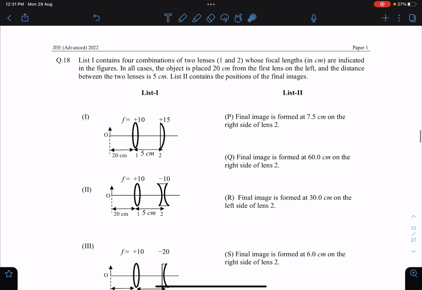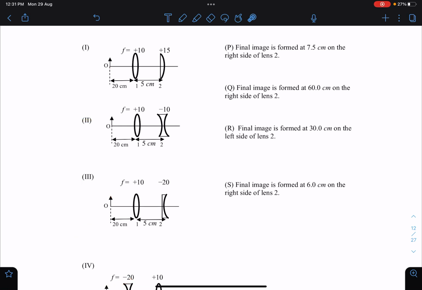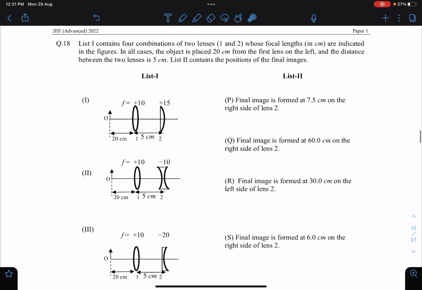And this is, see, this question is easy. Object is here and there are two lenses. Find the image distance. But you need to solve these questions four times for different cases. This is what makes this paper tough. And after that you have to match.